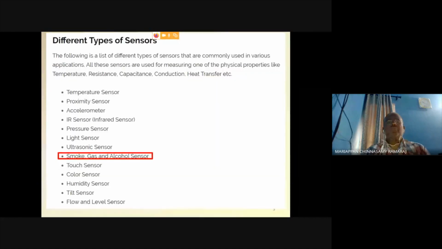Now there are different types of sensors. You can list them here: temperature sensor, proximity sensor, accelerometer, IR sensor, pressure sensor, light sensor, ultrasonic sensor, gas sensors, touch, color, humidity, tilt, flow. There are so many sensors. Here I will be discussing gas sensors, or chemical gas sensors, and more detail will be given on the chemical gas sensors.